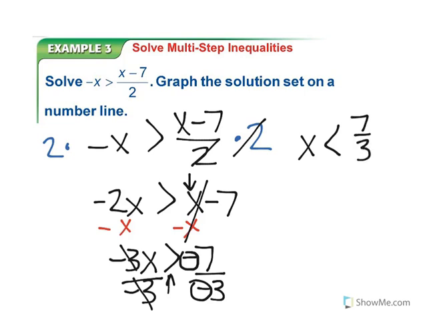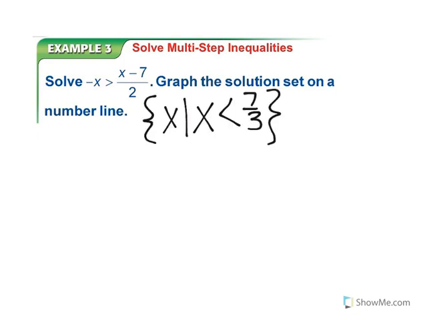To write that in set builder notation, remember, we're going to write it exactly how we see it. We're going to have our curly brackets. We're going to define our variable, which in this case is x, vertical bar, and then x is less than 7/3. Okay, and that's the set builder notation. Go ahead and write this down because I'm about to clear the drawings.